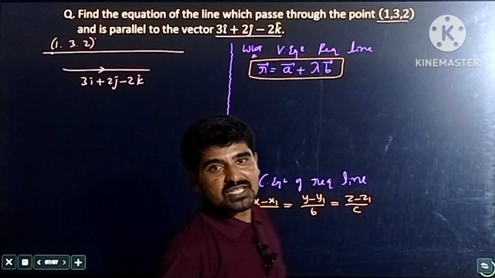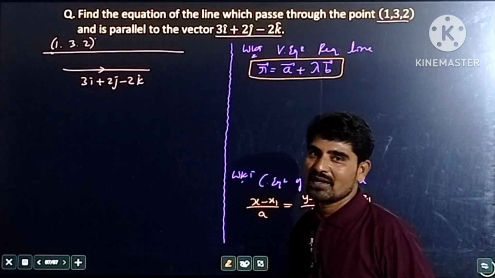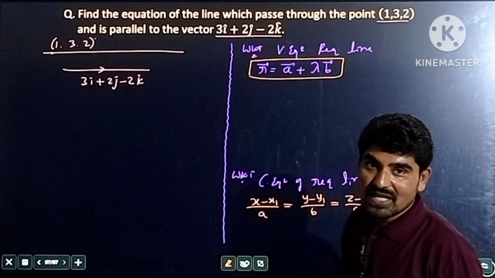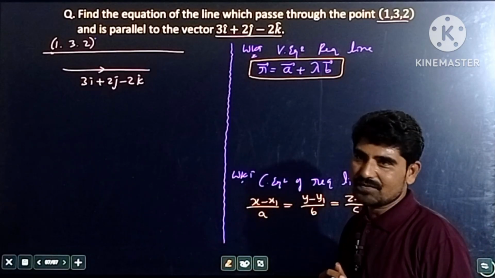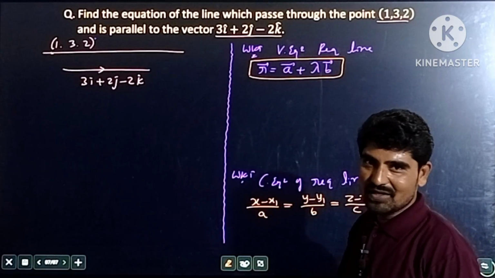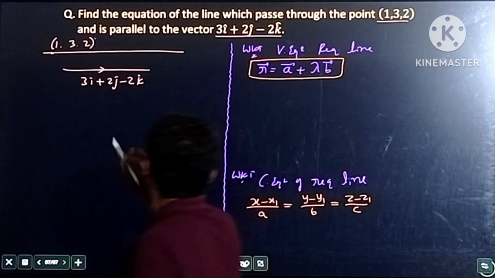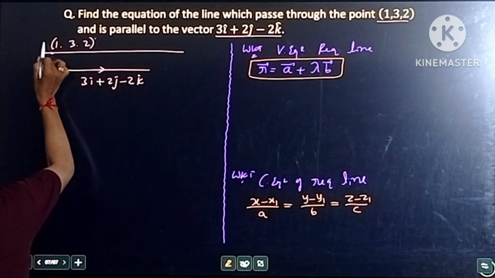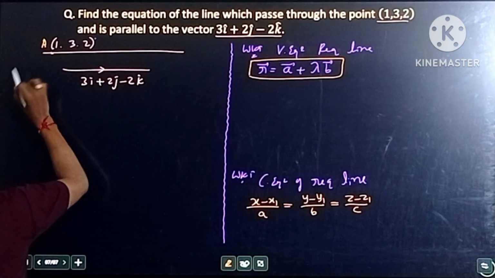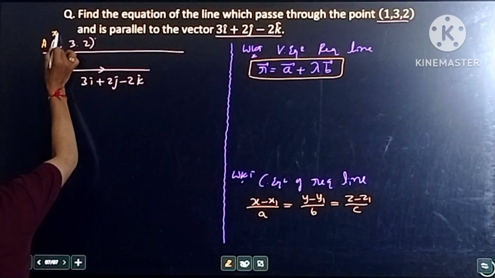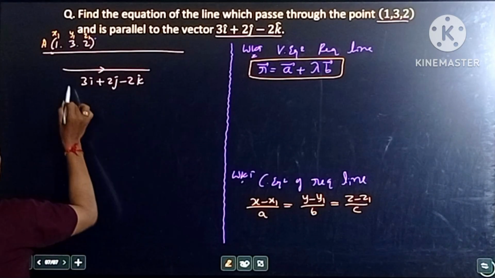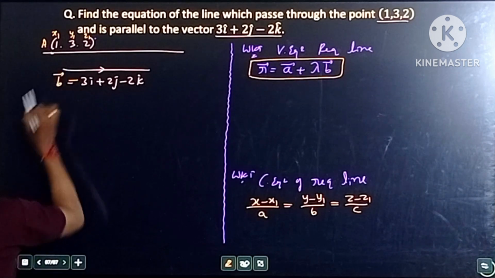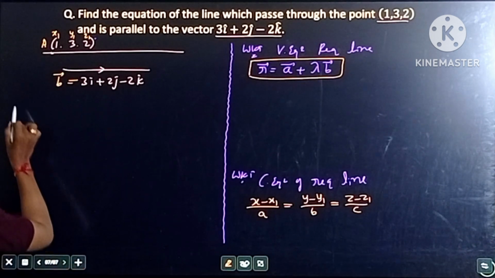And in the vector equation, r vector is the position vector of the general point, a vector is the position vector of the point through which the required line is passing, and b vector is a parallel vector. So in this question he has given that the required line is passing through the point A, therefore the coordinates of this point are x1, y1 and z1, and parallel to this vector, it means this is the b vector.